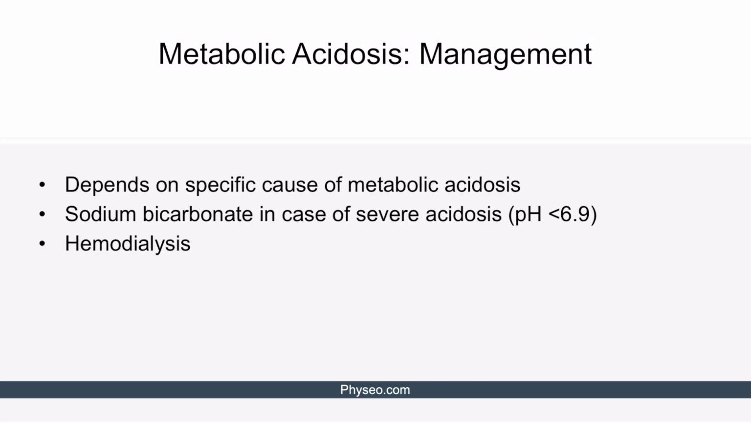Management of metabolic acidosis largely depends on the specific cause of this acid-base disorder. Sodium bicarbonate is only administered in cases of severe acidosis when the arterial pH is less than 6.9. If metabolic acidosis is resistant to cause-specific treatment and sodium bicarbonate, we can perform hemodialysis.